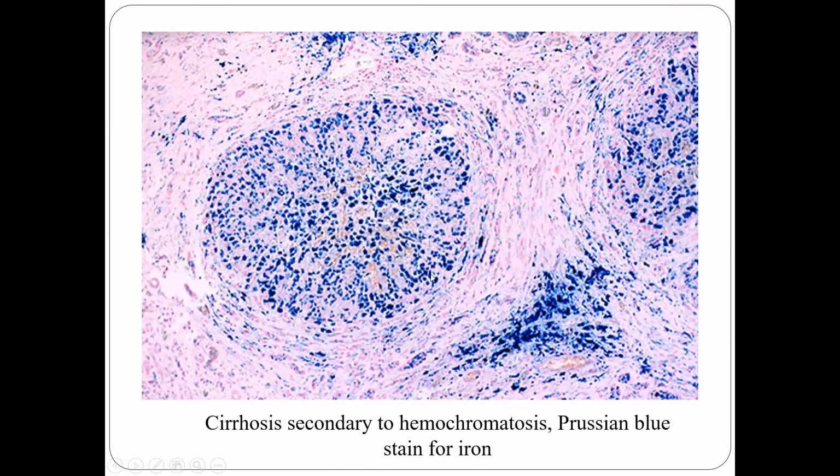And the Prussian blue is going to give out the etiology of what caused that cirrhosis. And that etiology in this case is the deposition of iron, as you can see here, resulting in the injury and resulting in the fibrosis, as I mentioned to you.